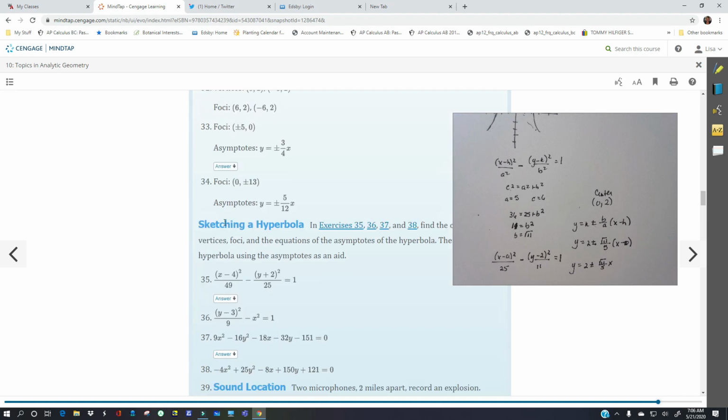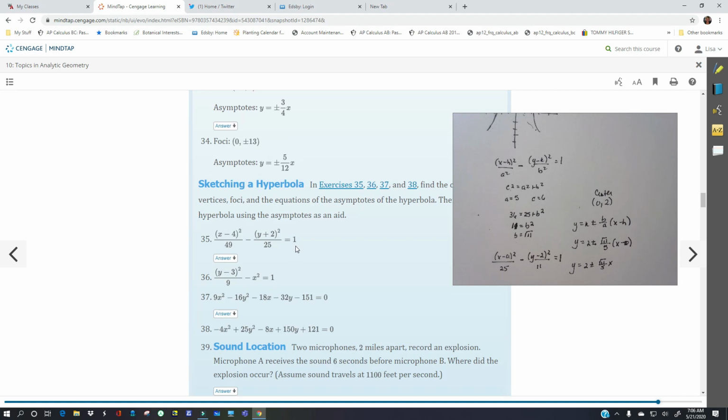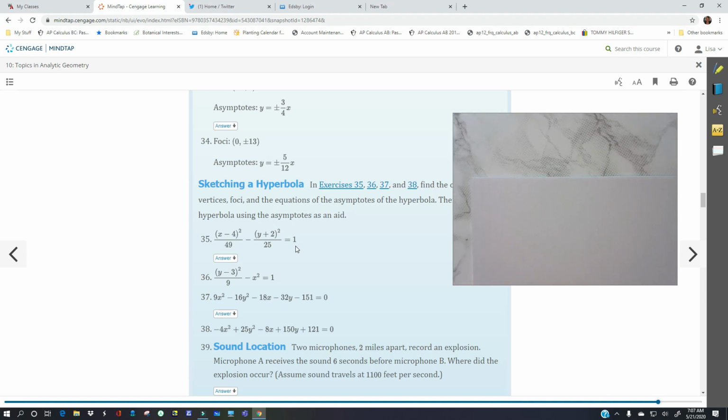Another situation you might come into is to sketch. So let's do 36 real quick. You're given the standard form and you're asked to sketch the hyperbola. It says find the center, vertices, foci, and the equations of the asymptote. So this is a perfect question. We've got y minus 3 squared over 9 minus x squared is equal to 1. And if this bothers you, put a 1 under there. This is the standard equation.